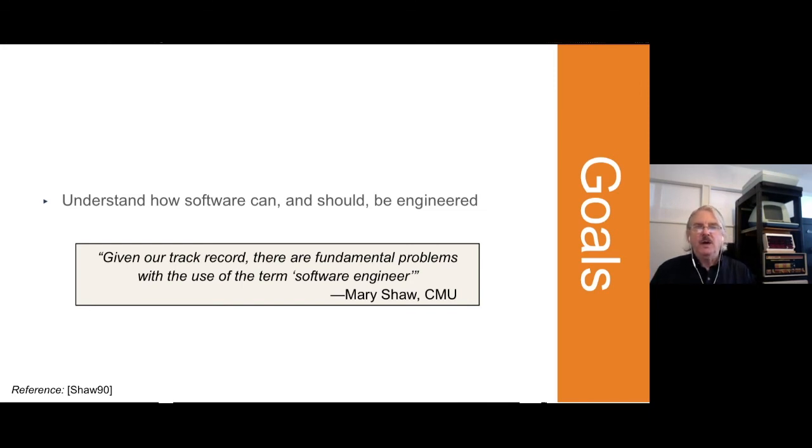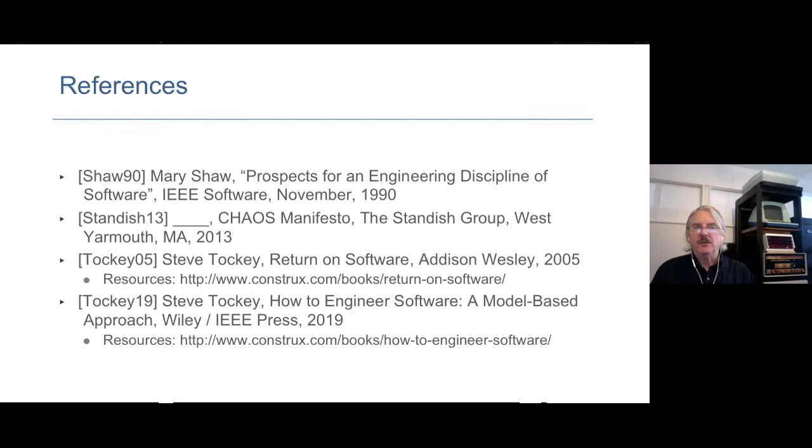And so I've shown you, I hope, how software can and should be engineered. If you would like to track down the references on some of the slides, they are here. There are companion websites for the Return on Software book and for the How to Engineer Software book if you would like to follow up on that.